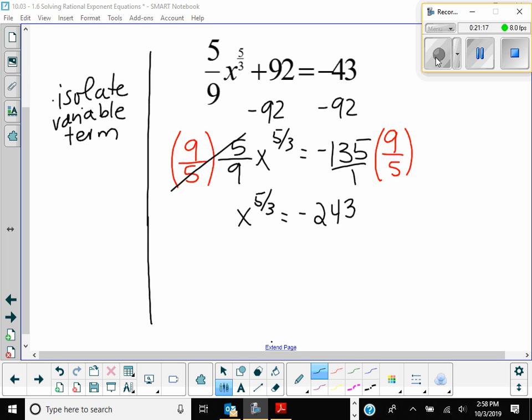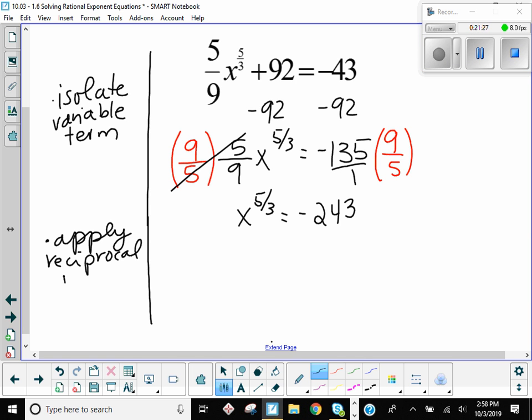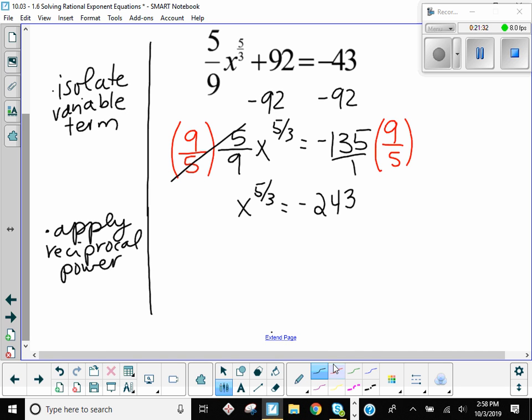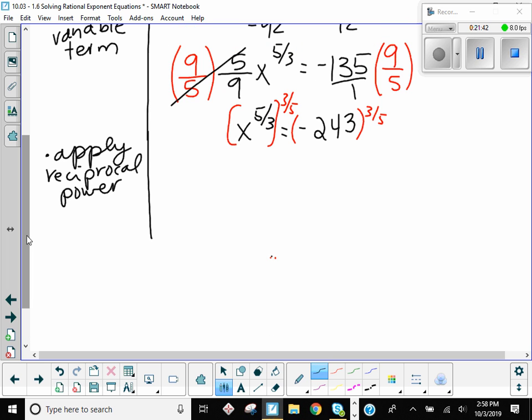I saw y'all on your papers. You applied the reciprocal power. Apply the reciprocal power. The reciprocal of 5/3 is 3/5. So 5/3 and 3/5 cancel, leaving me x. Separating the root from the power is the next part.